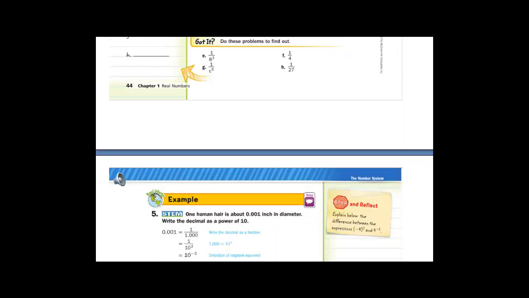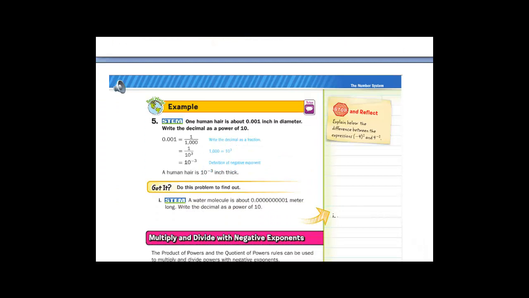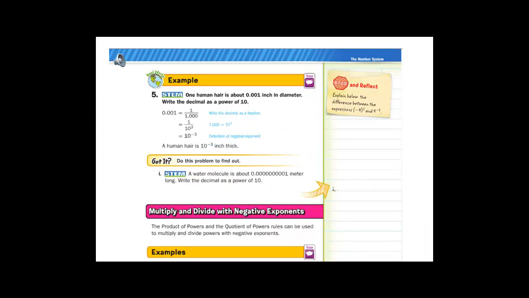So let's look at these on the next page. One human hair is about 1,000th, 0.001 inch in diameter. Write the decimal as a power of 10. So 1,000th would be 1 over 1,000 as a fraction. Just like we did before, we need to break down 1,000 into a power of 10. So it is 10 times 10 times 10. Reciprocal, change the sign of the exponent.